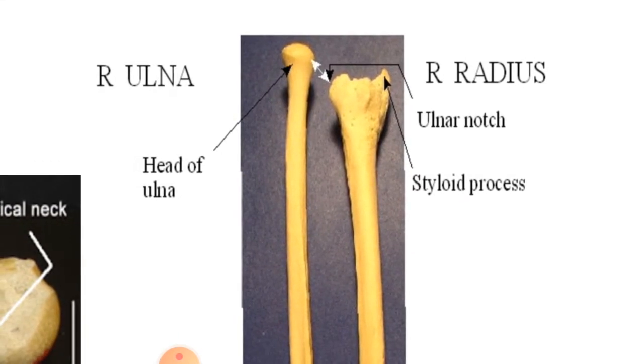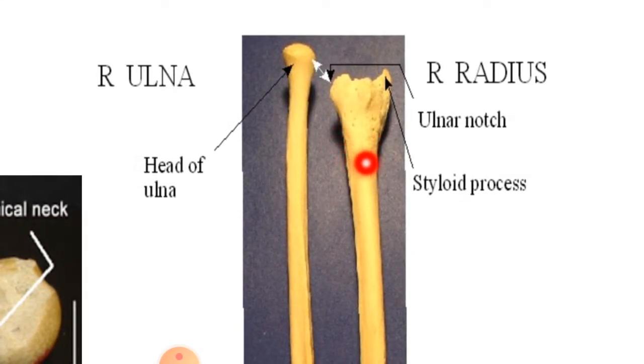At its distal end you can appreciate the ulnar notch and the styloid process. The styloid process is basically for muscle and ligament attachment, and the ulnar notch is basically for the joint between the radius and the ulna.